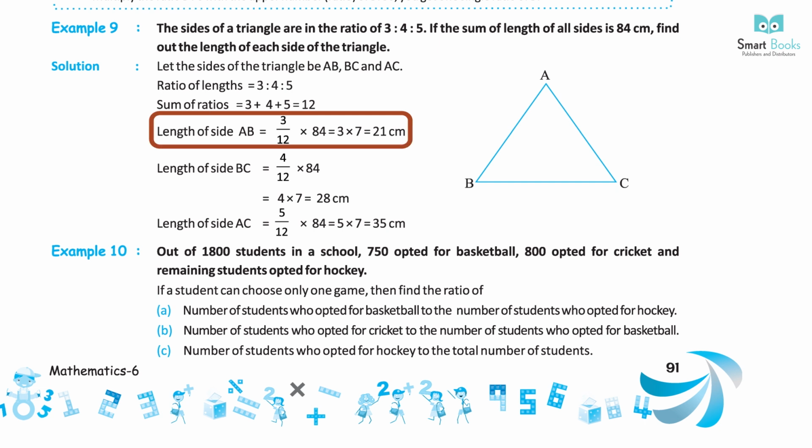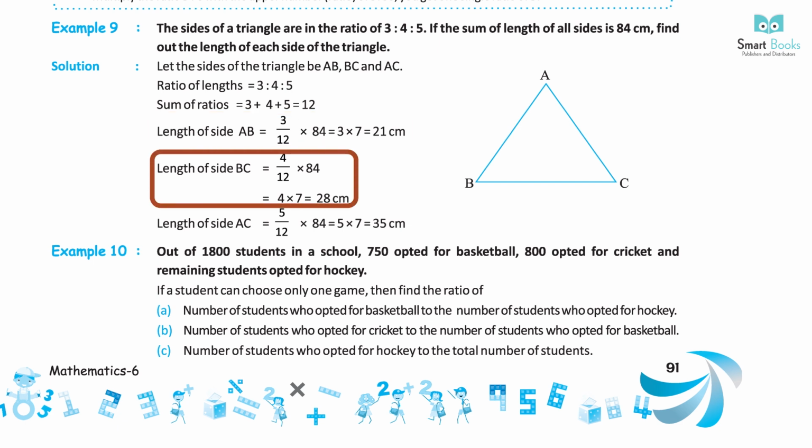Length of side AB equals 3 upon 12 into 84 equals 3 into 7 equals 21 centimeters. Length of side BC equals 4 upon 12 into 84 equals 4 into 7 equals 28 centimeters. Length of side AC equals 5 upon 12 into 84 equals 5 into 7 equals 35 centimeters.